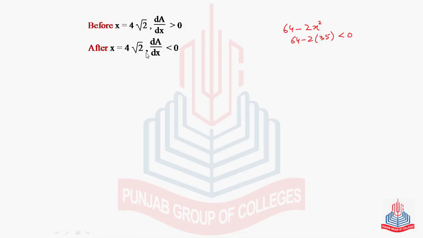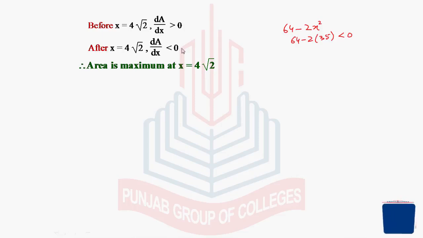And as we know, if the first derivative changes its sign from positive to negative, then the function, which in this case is area, is maximum at x equal to 4 square root 2. Otherwise, if the first derivative changes its sign from less than 0 to greater than 0, or negative to positive, then the function is minimum. But in this case, the first derivative changes its sign from positive to negative before and after, so the area is maximum at our stationary point, which is 4 square root 2.